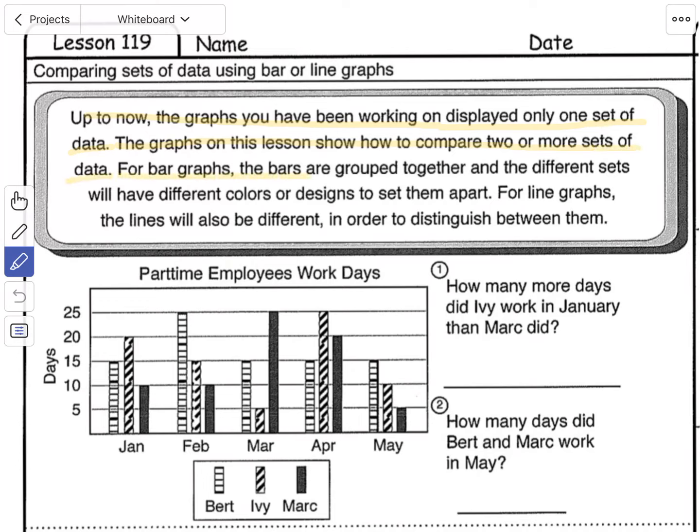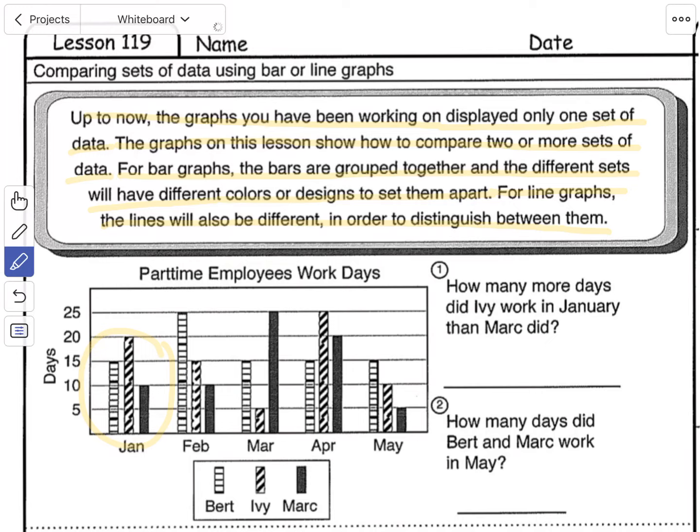For bar graphs, the bars are grouped together and the different sets will have different colors or designs to set them apart. So you can see that right here, that there are different designs on the bars. And we'll go over what those different bars mean in just one second here. For line graphs, the lines will also be different in order to distinguish between them. In other words, in order to tell them apart. The lines are going to be different. Some of the lines are going to be solid, some of them are going to be dotted, some of them might be really dotted. You'll just have to check it out when you get there.